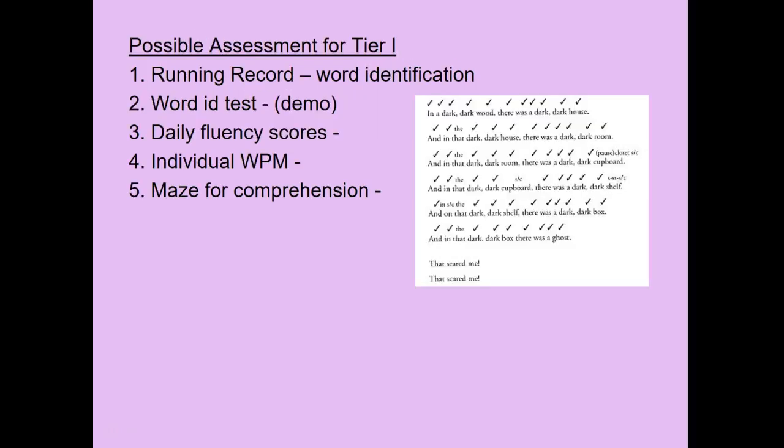Possible assessments for Tier 1: running record. This is not as pragmatic because it needs to be done individually. Word ID test, and I'll show you that. Daily fluency scores, individual words per minute, or maze for comprehension.